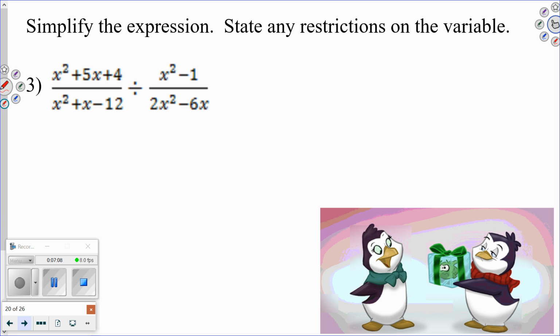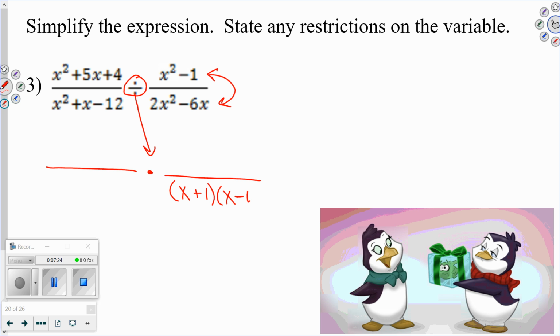All right, why don't you guys try number 3 on your own? Number 3. All right. So division changes to multiply. Flipping this one over, that difference of squares on top will now be on the bottom. X plus 1, x minus 1. The bottom now comes up to the top.